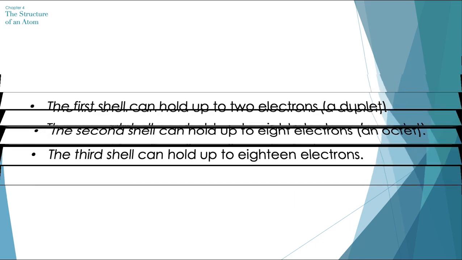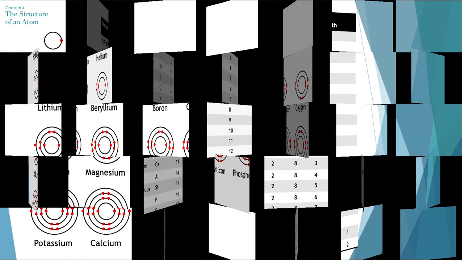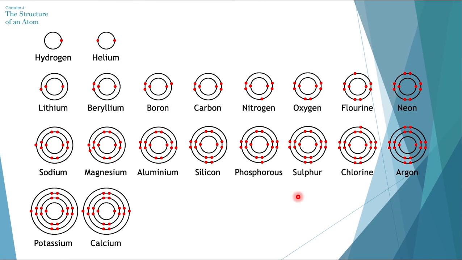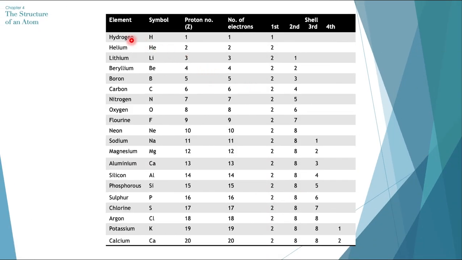So in this table, we can see the electron configuration of the first 20 elements in the periodic table, and how these electrons are arranged around the nucleus are shown here. So let's first see the element table. We can see that hydrogen has 1 proton in its atom and 1 electron which orbits hydrogen in the first shell. Obviously, if there is 1 electron, it will be only in the first shell.